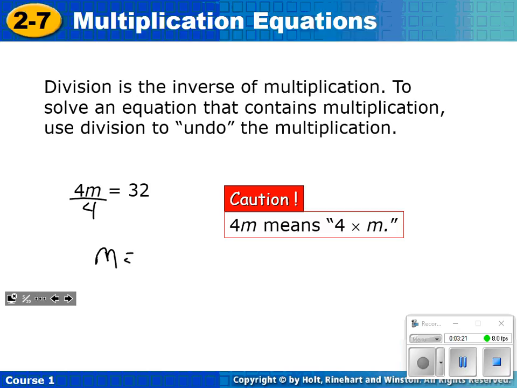Equals. Uh-oh. We got a teeter-totter. We got to do step number 3. What's step number 3? Yep. Divide by 4 here. What's 32 divided by 4? 8.